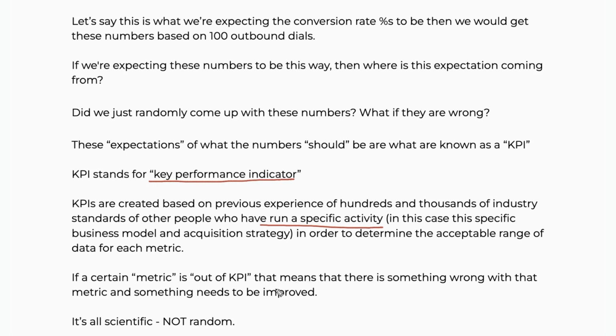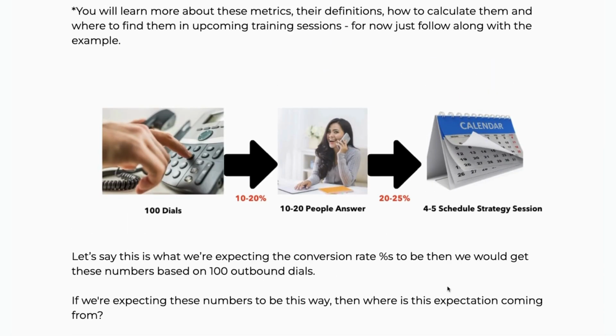Now, if a metric is out of KPI, that means something is wrong. So for instance, if we were to go back up here and let's say you did 100 dials, okay? And then you calculated out of 100 dials, so let's do the math here. So let's say you did 100 dials, and instead of 10 to 20% of people picking up, let's do 0.05, okay? So out of 100 dials, let's say you had 5 people pick up. So that is 5%, right? That is not within KPI. Something is wrong. You're making 100 dials, but you're not getting the baseline KPI outcome.